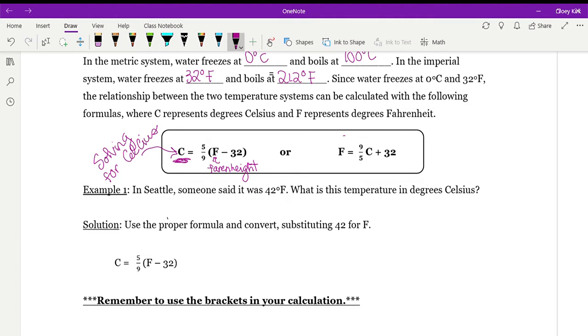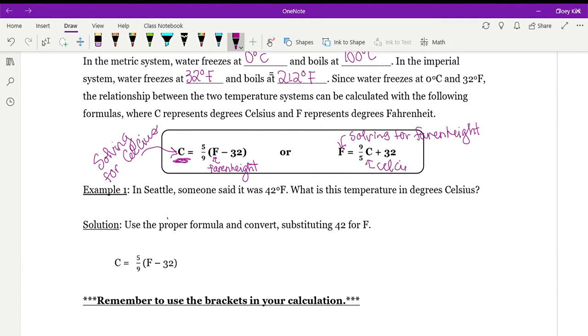And then if you are solving for Fahrenheit, you are looking at a slightly different formula. The 5/9 has been flipped, so you've got 9/5 times degrees Celsius plus 32. So there's no brackets in this, okay?